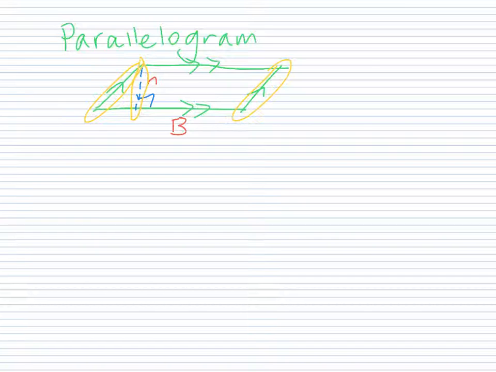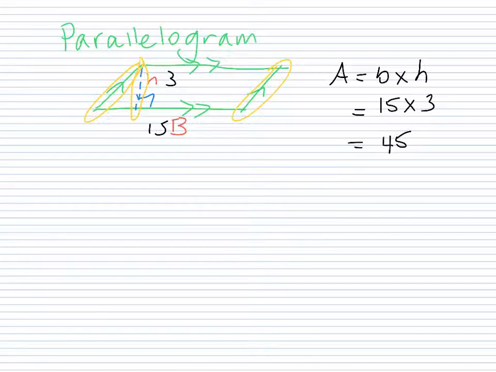Okay, so our formula is area equals base by height. So for example, let's say our base is 15 and our height is 3. So it would be 15 times 3 equals 45.